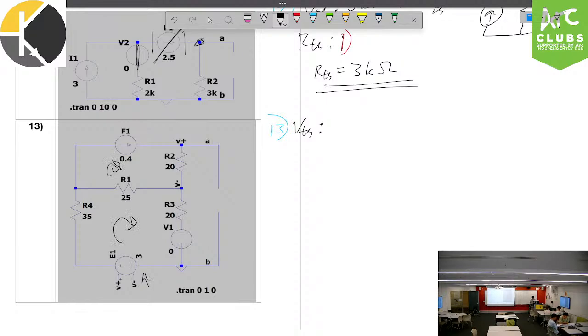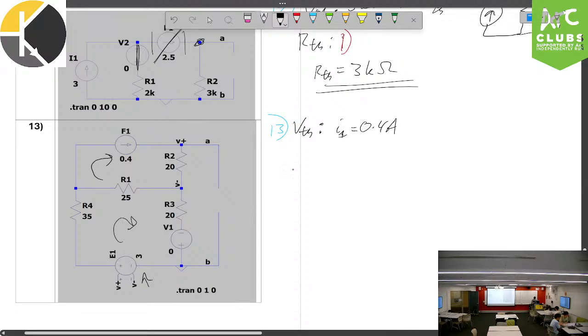Okay? Now the crazy thing with this method is I already know what this mesh current is over here. And that is just going to be what's running through this independent current source, which is 0.4 amps. And so I just say I1 equals 0.4 amps. And then I'm going to look at mesh 2. So, mesh 2. This is this one.